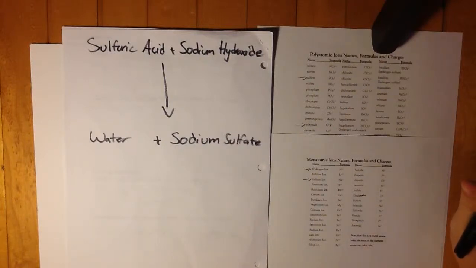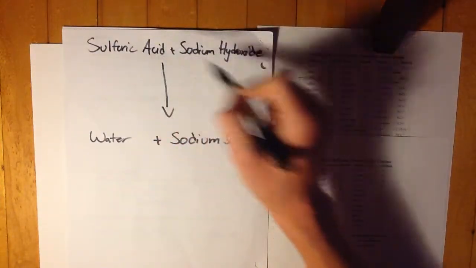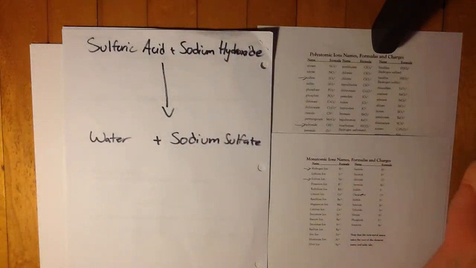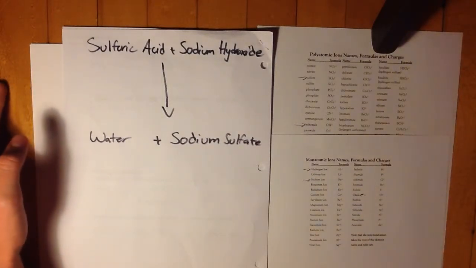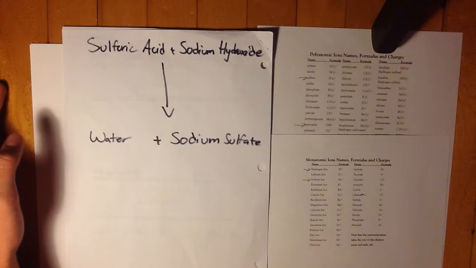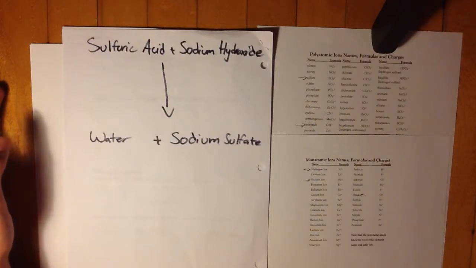Today, we're going to learn how to balance chemical equations from word problems. And I'm also going to include how to find out what these molecules are. So, we're starting out with sulfuric acid. And to find out what sulfuric acid is, you have to know what oxyacid nomenclature is.